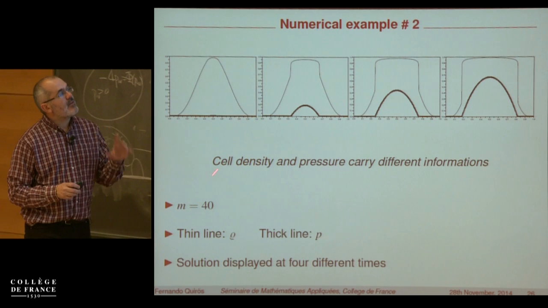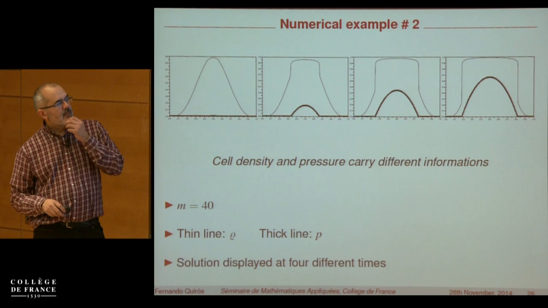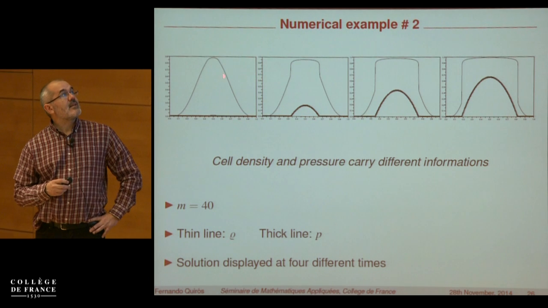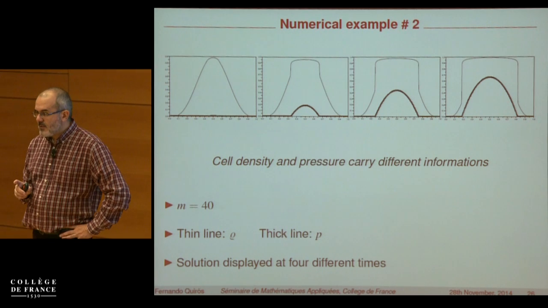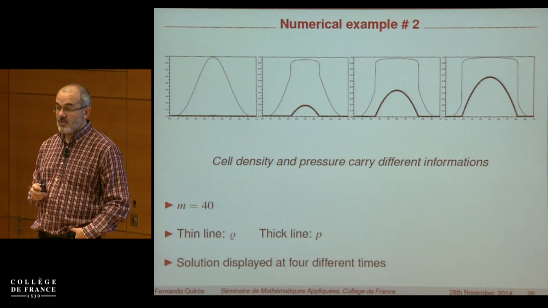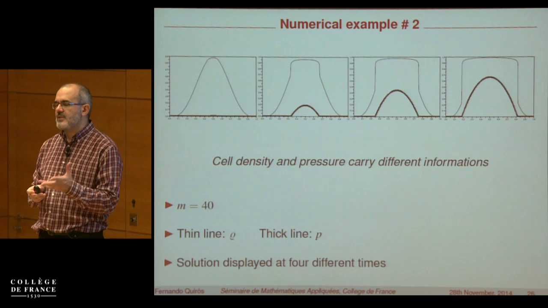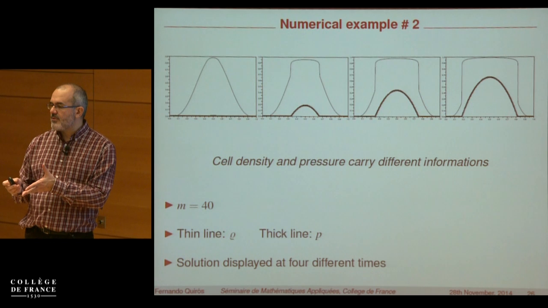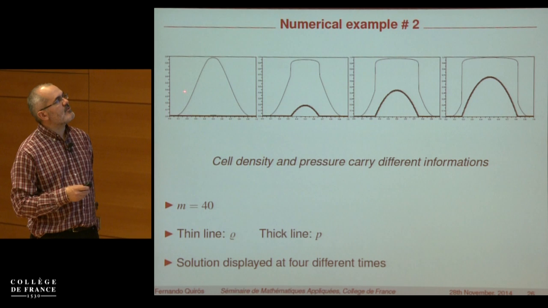Here I have another example. This is just for m equal to 40, and here we are showing the solution at 4 different times. The thin line is the density, and the thick line is p. We are trying to show here that the pressure and the density carry two different pieces of information. In the region where p is positive, the density does not say too much. But outside this region where rho is between 0 and 1, it evolves on its own and carries different information.